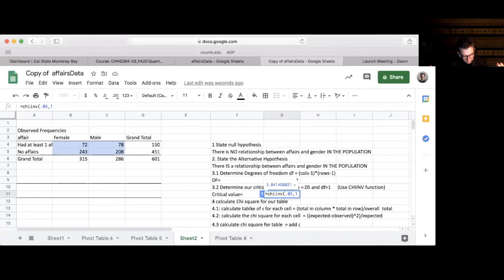That's why we need the degrees of freedom. And if we were doing this in a statistical table, paper or book, then we would also need to know the degrees of freedom. So anyway, chi-inverse for 5% and 1 degree of freedom gives us 3.841.